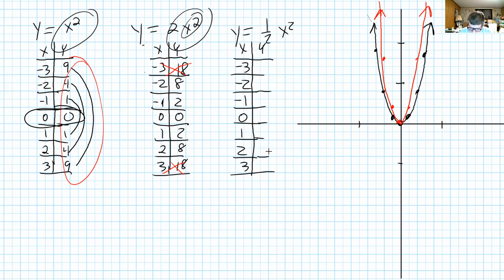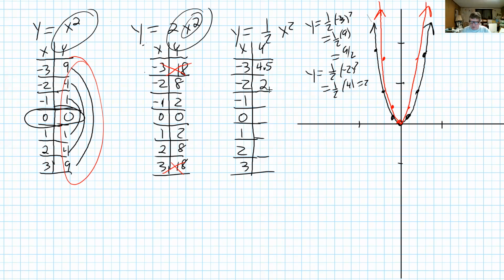Okay, let's see. If x is -3, we'd have y equals 1/2 times -3 squared, which is 1/2 times 9, which is 9/2, or 4.5. Okay? If x is -2, y equals 1/2 times -2 squared, which is 1/2 times 4, which is 2.